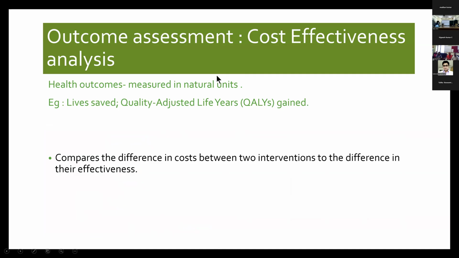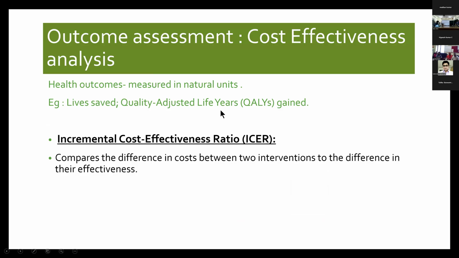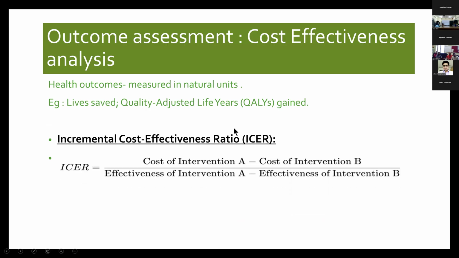Third is how do you give the assessment? When we do a cost effectiveness analysis, we can use QALYs, and the way we measure is by looking at the incremental cost effectiveness ratio. For example, in an RCT we look at relative risk. Here we can look at a ratio called ICER, or incremental cost effectiveness ratio. That is nothing but the difference of cost by the difference of effectiveness. So the lower the ICER, the more cost effective it is.